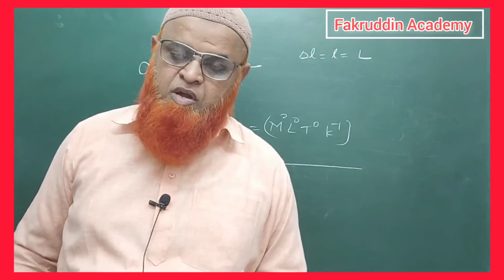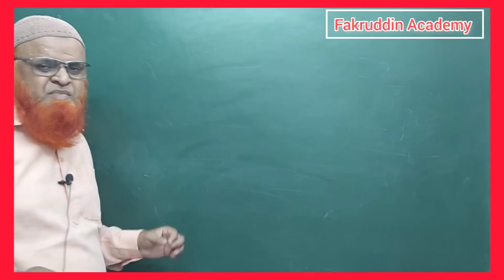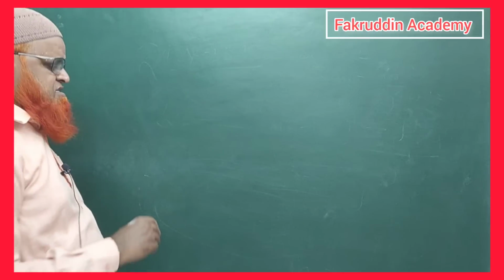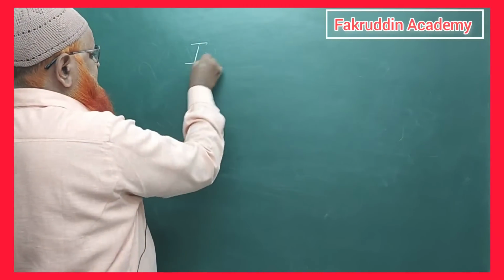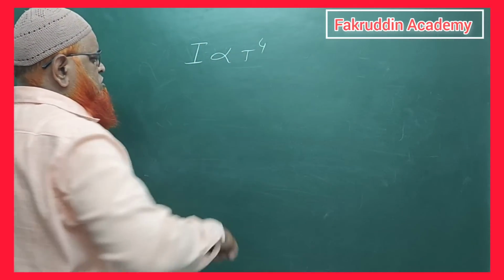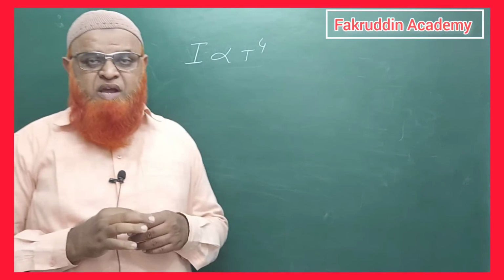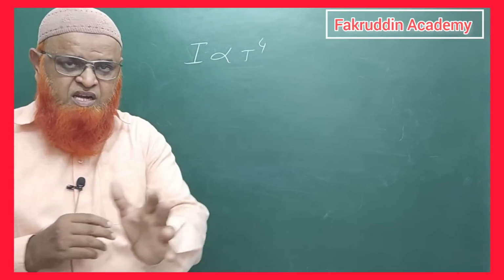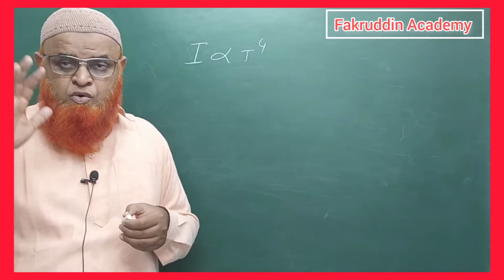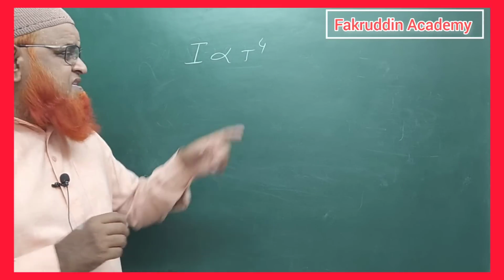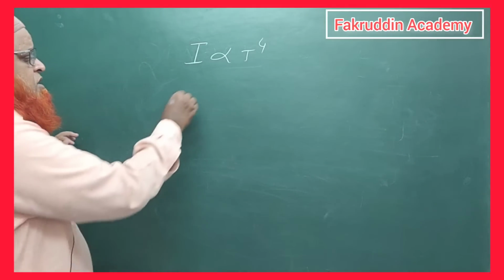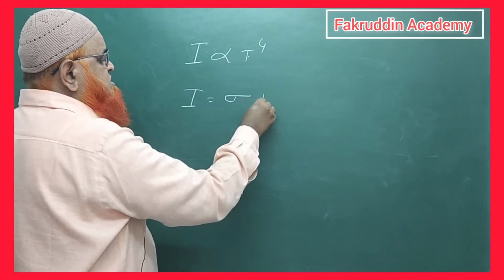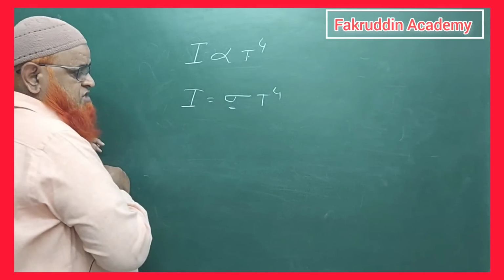Then the next dimensional formula we have to find is for Stefan's constant, which comes from Stefan's law. What is that concept? You know that intensity is directly proportional to the fourth power of absolute temperature. This is the concept behind Stefan's law. The intensity of light coming from the sun is always directly proportional to the fourth power of absolute temperature. This is temperature, not the time. Now if you write this as I, and remove the proportionality, you will get sigma into T power 4. This is called Stefan's constant.